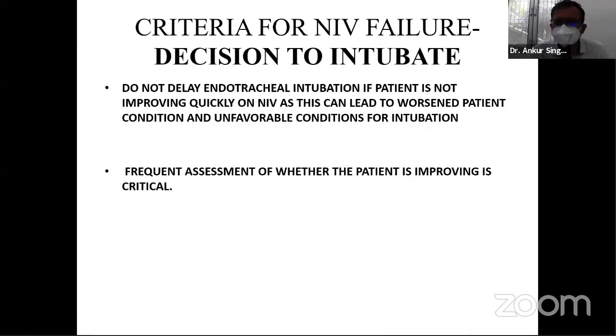So the message is, do not delay endotracheal intubation. If the patient is not improving quickly on NIV, don't hang on to NIV, as this can worsen the patient's condition. Because if you delay intubation, the outcome will not be good. Frequent assessment of whether the patient is improving is very critical.